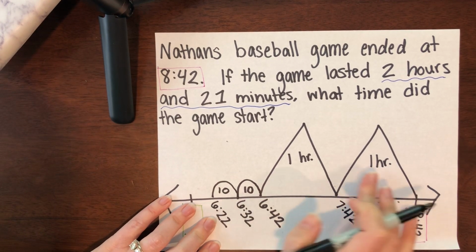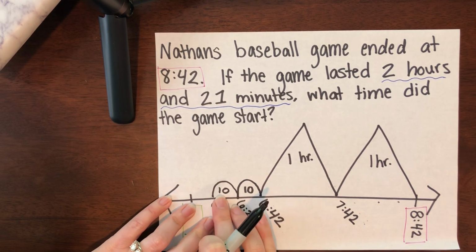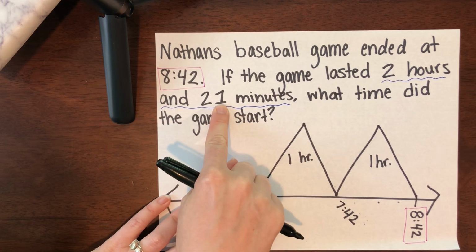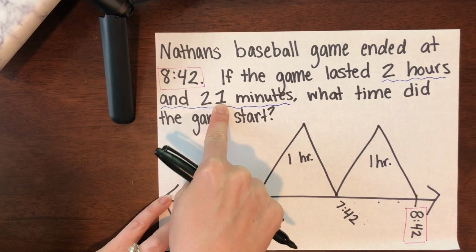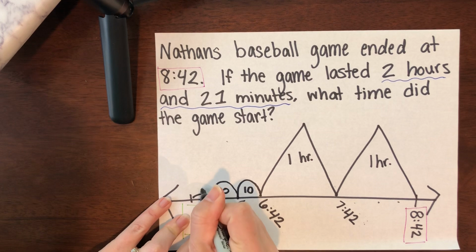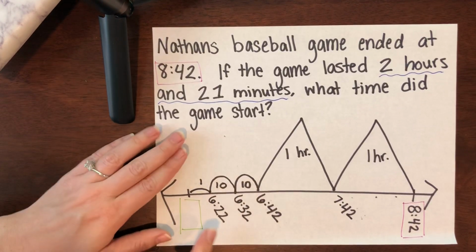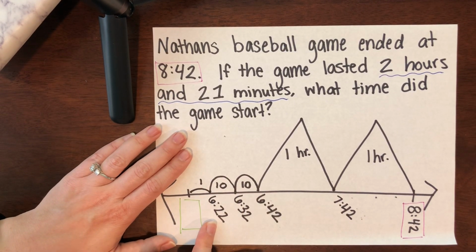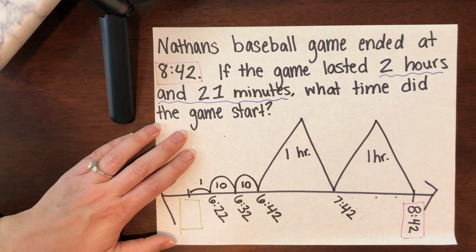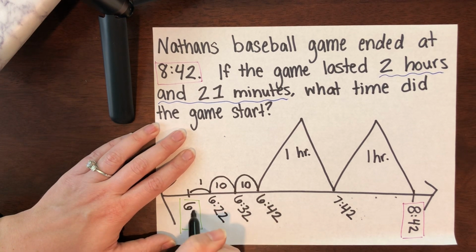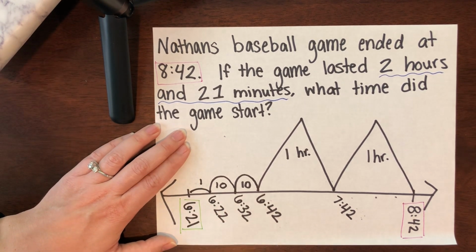So far I've gone back 2 hours and 20 minutes. So the last thing I need to do is to go back 1 minute. If I go back 1 minute before 6:22, my start time would be 6:21.